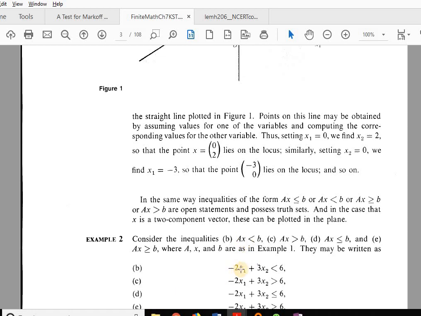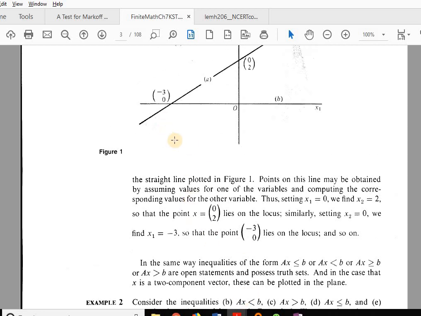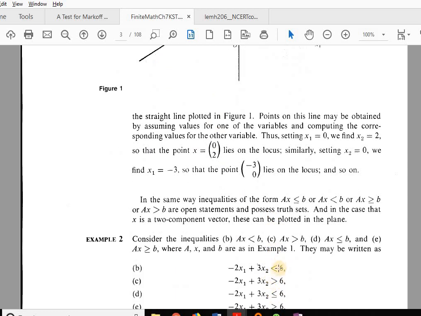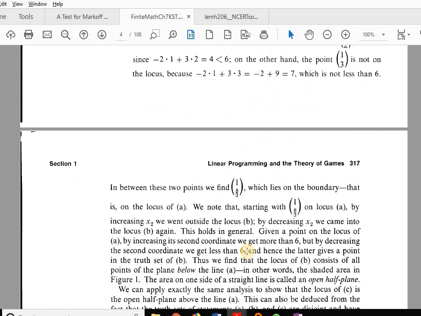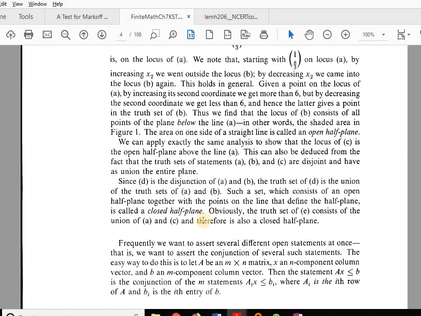So for instance, if I want to know in this inequality if it's below or above the line, I put in 0, 0, that's true. So in that inequality it's below the line. Right, since it's less than, the line itself is not included. So we can skip through this fairly quickly. Terminology: if you include the line, that's called the closed half plane. Since we will be doing inequalities with the equal sign, we'll be dealing with closed half planes.